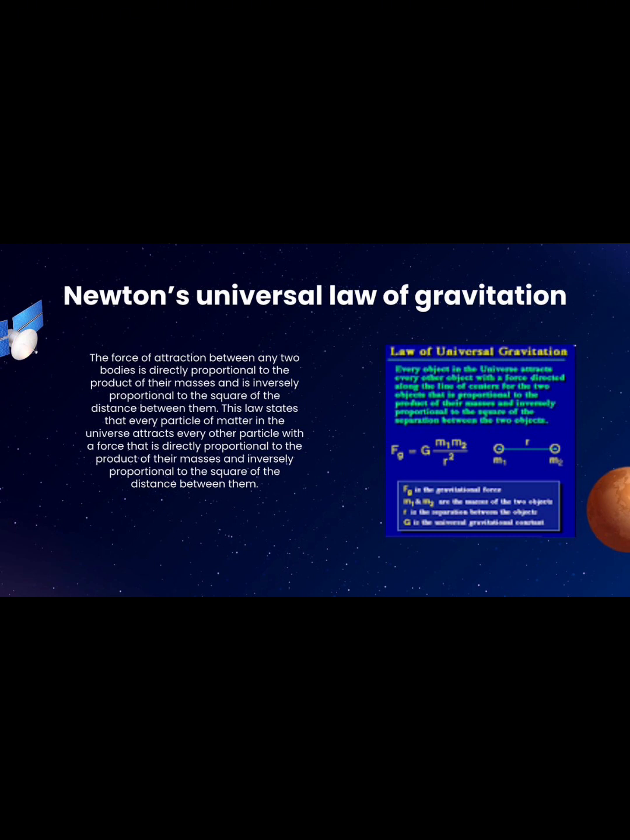So, Newton's universal law of gravitation states that the force of attraction between any two bodies is directly proportional to the product of their masses and is inversely proportional to the square of the distance between them. This law states that every particle of matter in the universe attracts every other particle with a force that is directly proportional to the product of their masses and inversely proportional to the square of distance between them.